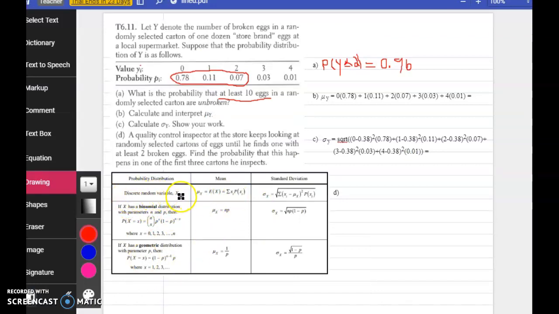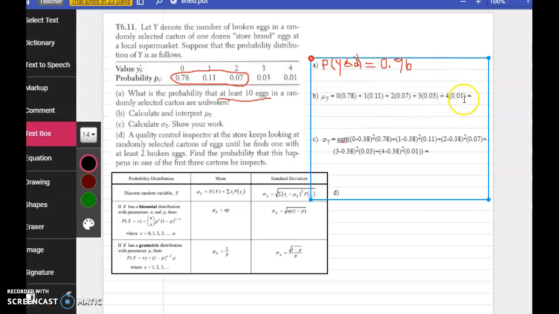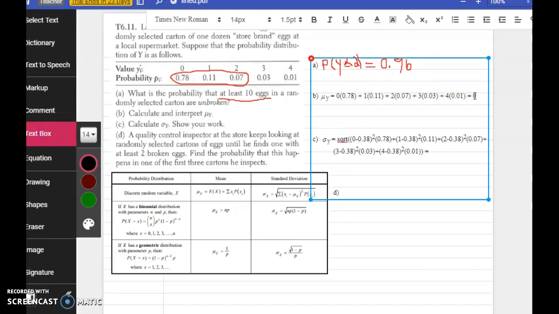For a discrete random variable, ours is just called Y. To find the mean, you add every x times p of x. So 0 times 0.78 plus 1 times 0.11, and so on. You see my work shown over here. And that mean, if you calculate that, I think you get 0.38. So on average, you'd expect to have 0.38 broken eggs in every dozen. This question asks you to write that as well, but to save some time, I'm just going to skip writing it. But that's my interpretation: on average, you'd expect 0.38 broken eggs in each carton.